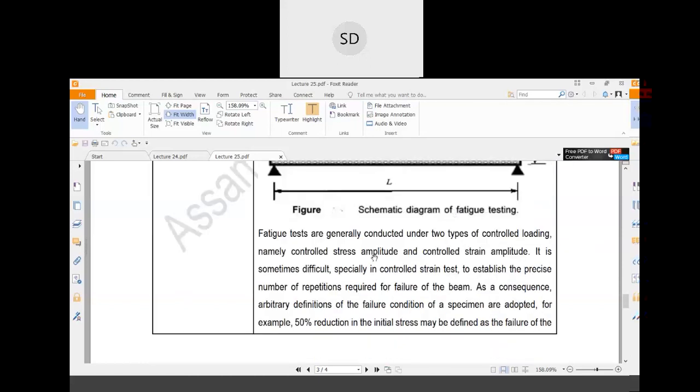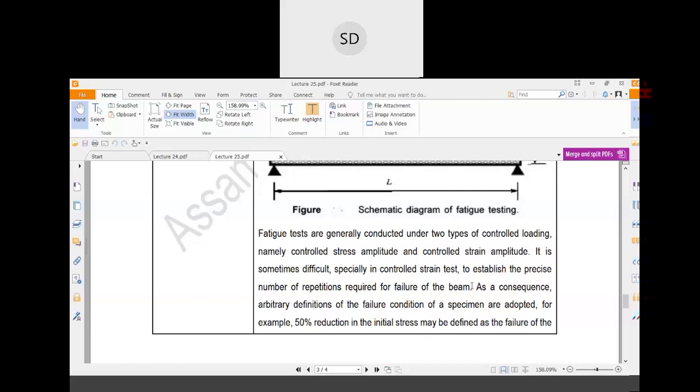Now, fatigue tests are generally conducted under two types of control loading, namely controlled stress amplitude and controlled strain amplitude. So basically, one condition is your creep condition and another condition is your relaxation condition. It is sometimes difficult, especially in the controlled strain test, to establish the precise number of repetitions required for the failure of the beam.